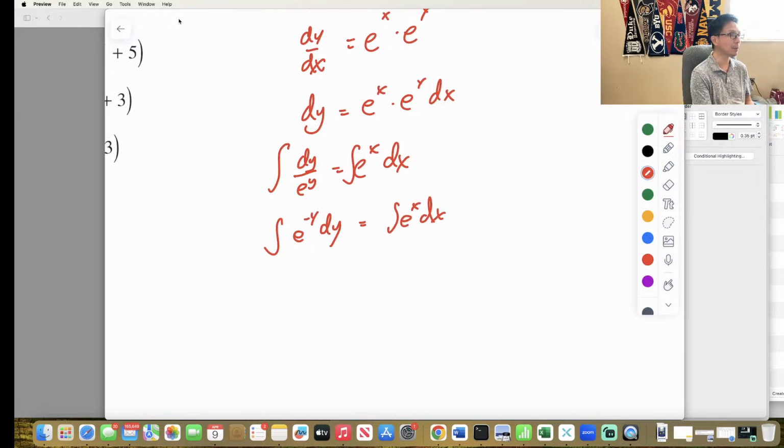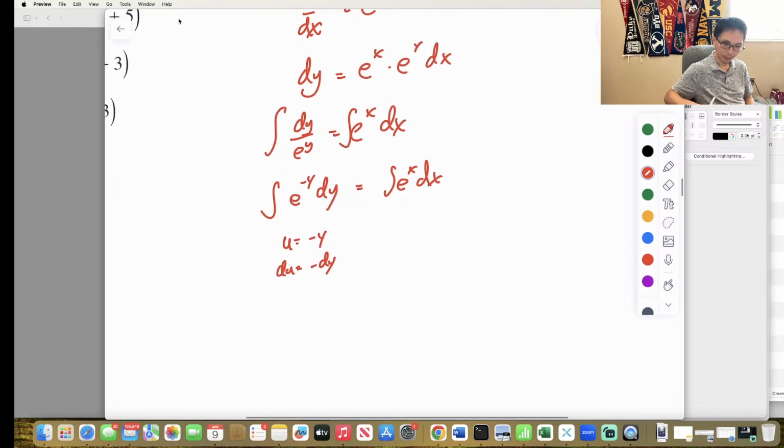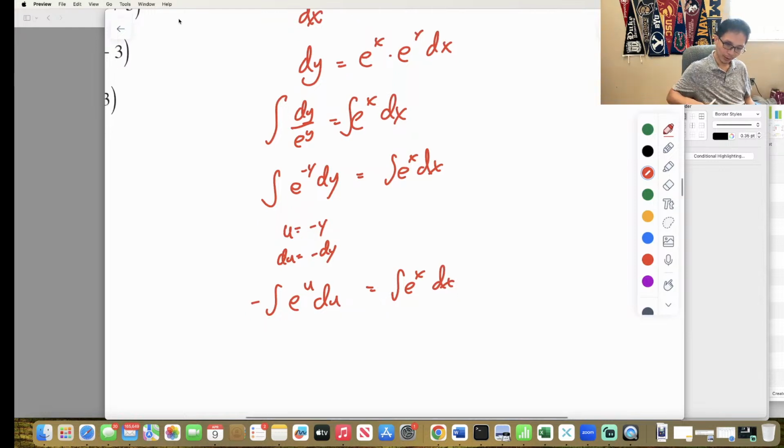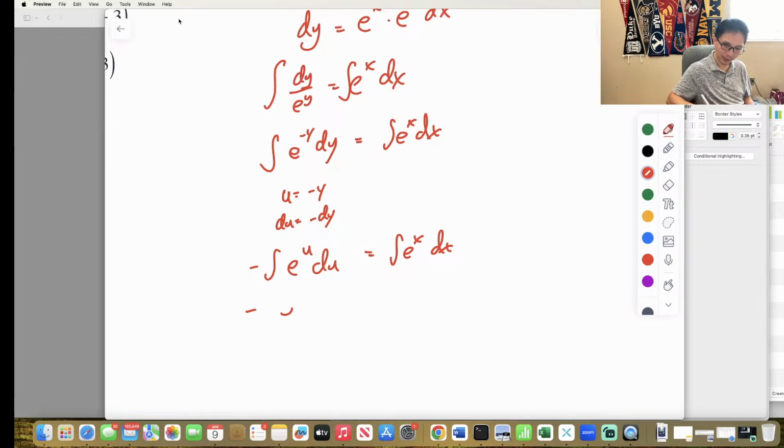Okay, so negative exponent. Why? Because you move it to the top. And then you can do u substitution. Because the integration of e to the u, this one's going to be negative du equal to integration e to the x dx. Why? Because you cannot take an integral with natural log. Natural log is 1 over x, not 1 over e to the x. So then that's going to be negative e to the negative y equal to e to the x plus c.